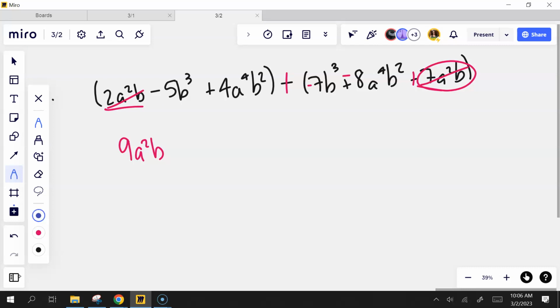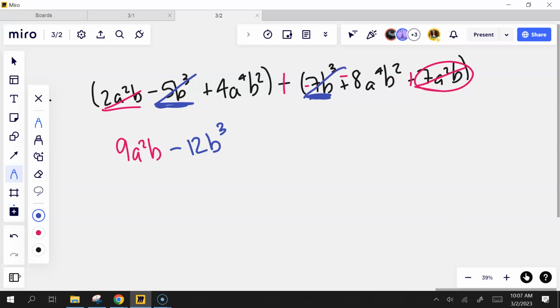Now I'll go to the next one. I've got a b cubed. Do I have any other b cubes? Yes. What is negative 5b cubed plus negative 7b cubed? Negative 12b cubed. And I'm done with that one. A to the fourth b squared. So I've got 4 and negative 8, which gives me negative 4a to the fourth b squared.